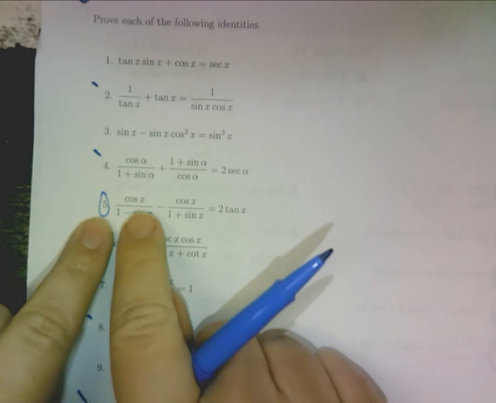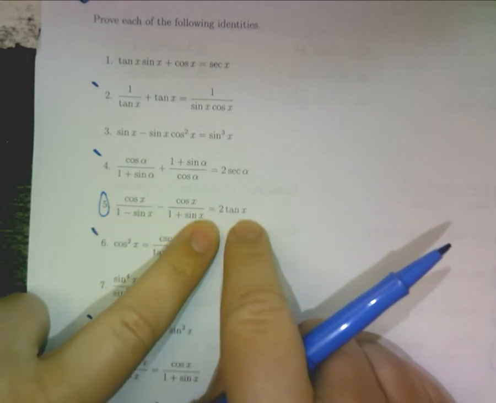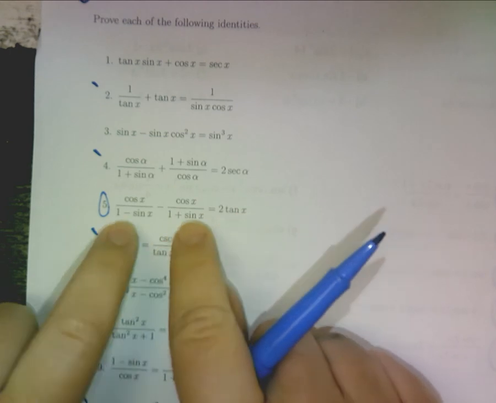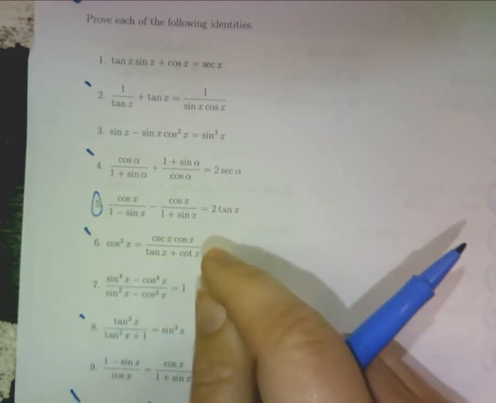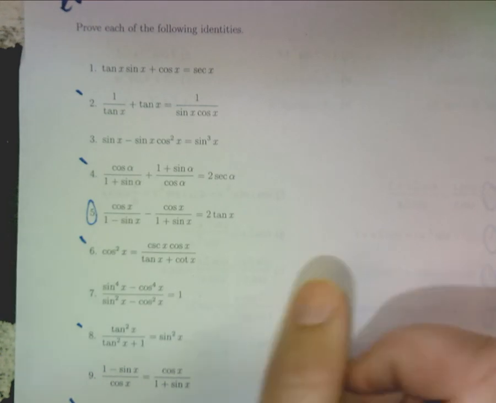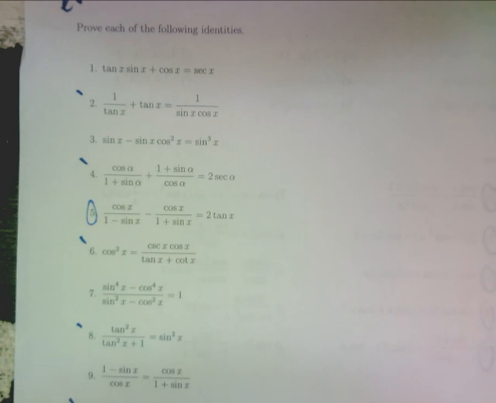You've got cosine over 1 minus sine minus cosine over 1 plus sine equals 2 tan x. So kind of keep the right side there. We're going to work on this side. You're looking at it and you're probably thinking, but everything's already cosines and sines. It is, but there's things you can do. It's a fraction minus another fraction. You want to make it one fraction then, okay?